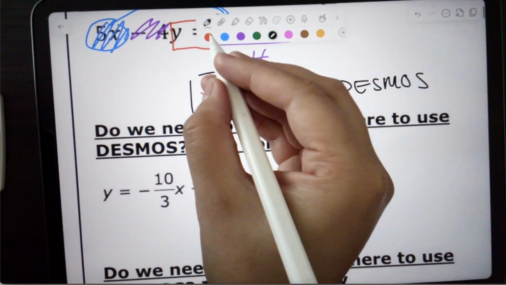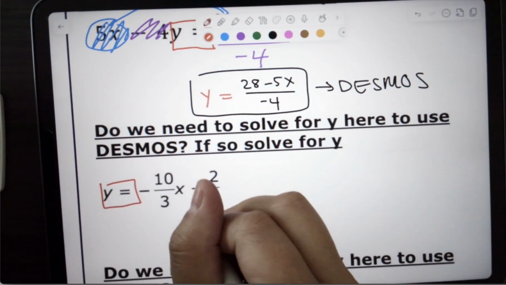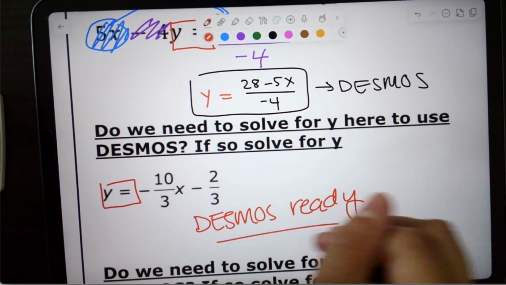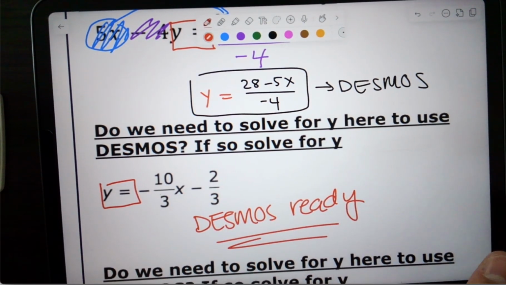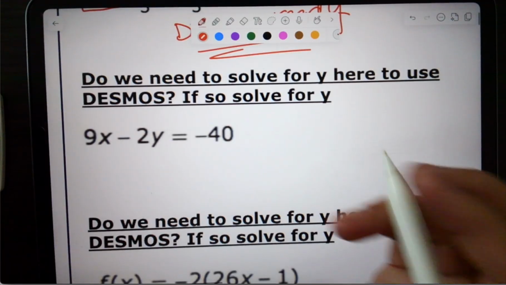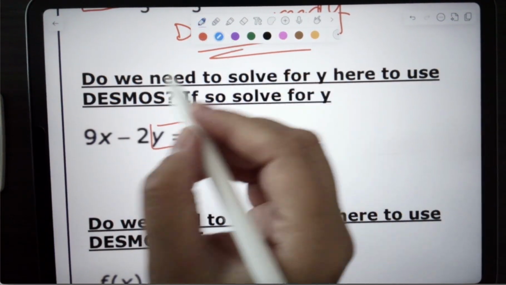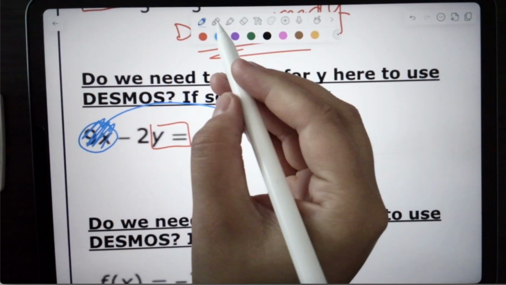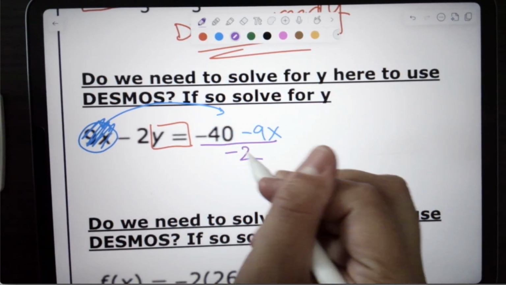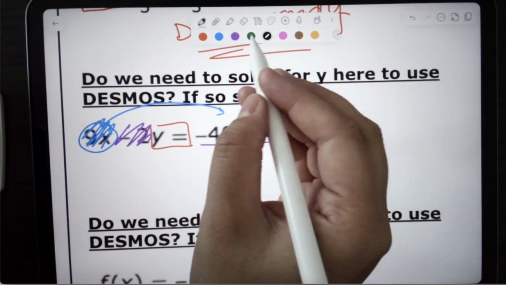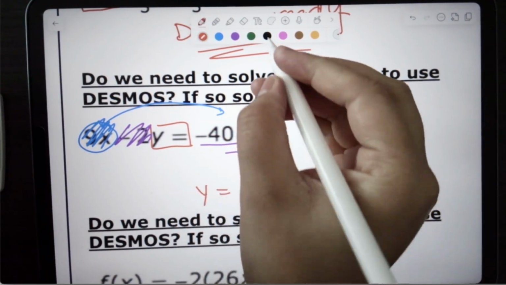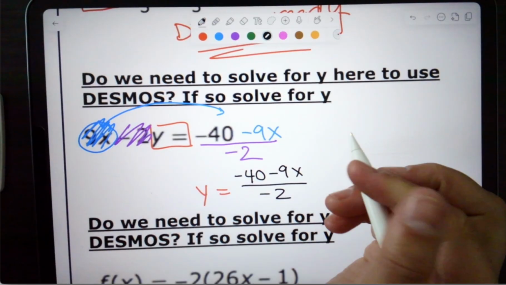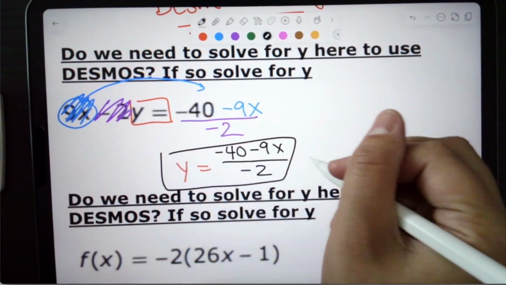Okay, for the next one, if I look, I have y equals. This one is already Desmos ready. I don't need to do anything here. This is already good. Okay, next one, if I put a box around y equals, I need to move this 9x to the other side, minus 9x, delete this, divide by negative 2, delete this. We have y equals negative 40 minus 9x over negative 2. Now, this is what I would put in Desmos.